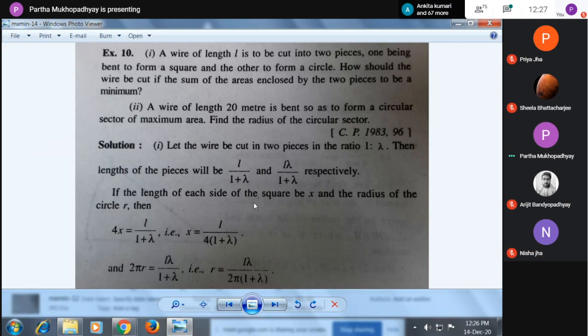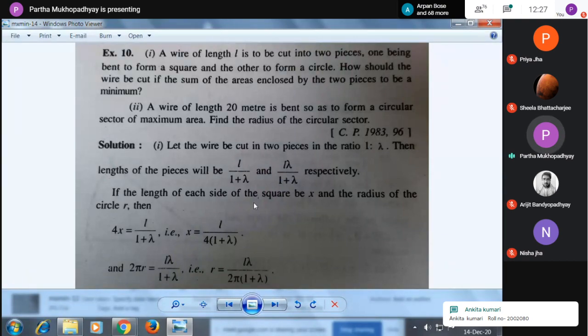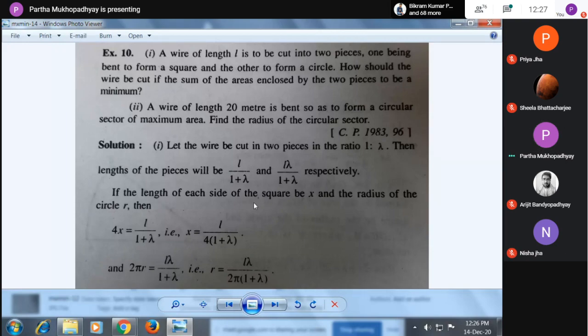A wire of length L is cut into two pieces. One is bent to form a square. So from one piece we are forming a square, and from the other piece of wire, we are forming a circle. Now, how should the wire be cut? That means, what will be the ratio of this cut, so that the sum of the areas enclosed by the two pieces, that means the square and the circle, will be minimum?